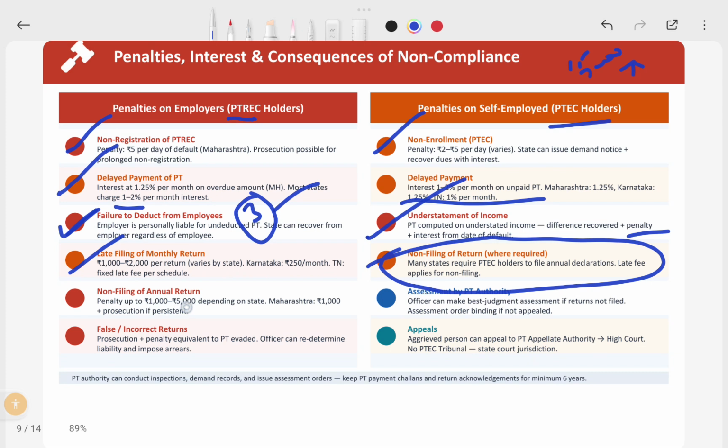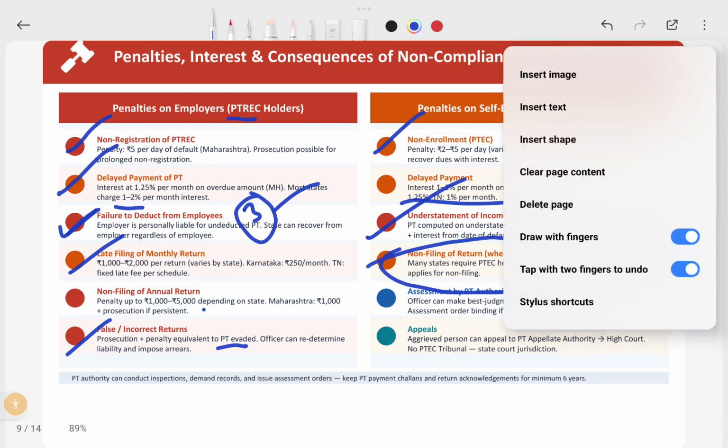And for non-compliance of the annual return, there would be similar penalties, but the limit has been increased. And for a false or incorrect statement, if you give any false statement or incorrect information to the PT government and they find it, they will prosecute and penalize an amount equivalent to the PT avoided. There would be appeals and everything. Procedures will come. So I hope you understand this penalties clause also.